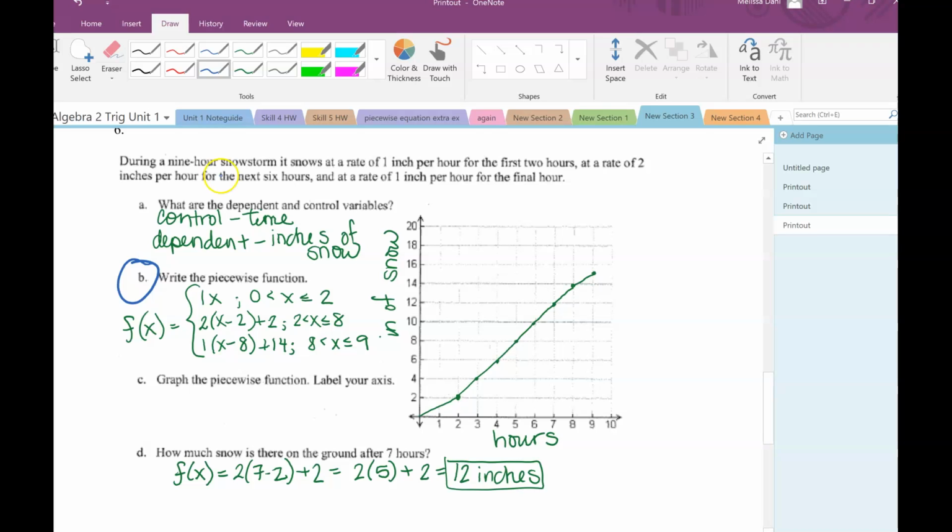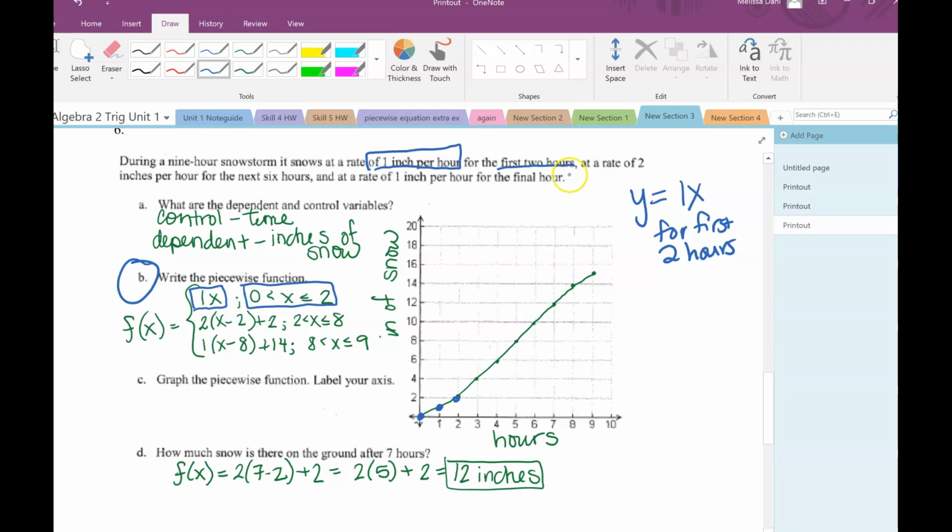So when we read the problem, it says during a 9-hour snowstorm, it snows at a rate of 1 inch per hour for the first 2 hours. So 1 inch per hour would mean 1 times x, but this is only for the first 2 hours. You can also see that on the graph. It starts at 0 snowfall, but 1 inch per hour means after 1 hour, I have 1 inch, after 2 hours, 2 inches. So since it does this for the first 2 hours, you see the equation here of 1x and the limitations from 0 to time 2 because we're measuring the time in hours.